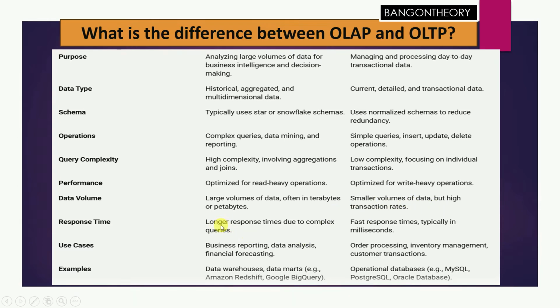And definitely OLAP takes longer response time due to complex queries, and OLTP has faster response time, typically in milliseconds. Use cases, as we discussed: OLAP is used for business reporting, data analysis and financial forecasting, and OLTP for order processing, inventory management and customer transactions. Here are some of the examples. OLAP: data warehouses, marts like Amazon Redshift, Google BigQuery, and OLTP: operational databases, MySQL, PostgreSQL, Oracle database.